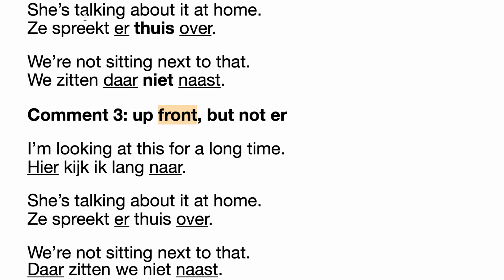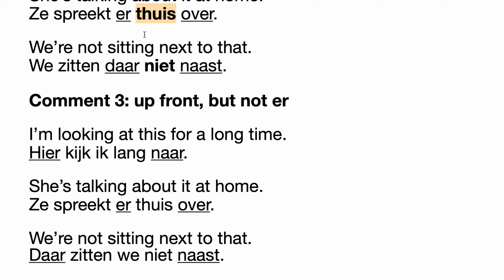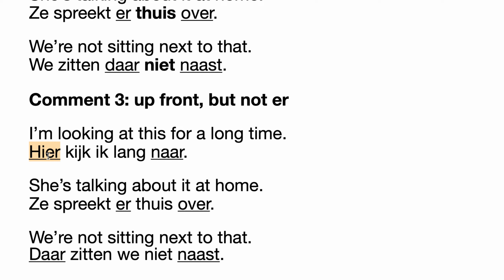If you want to say she's talking about it at home, you will have to use this and you will have to put this thuis in between the two. You don't have to use the hier at the front of the sentence, but you do have to use hier. I'm looking at this to express hiernaar. So there's no choice. But hey, we're learning, and I'm really happy you're still following this video. It's very courageous of you.